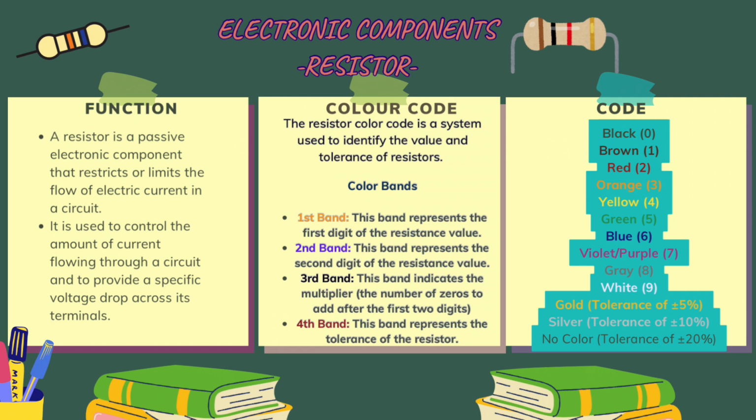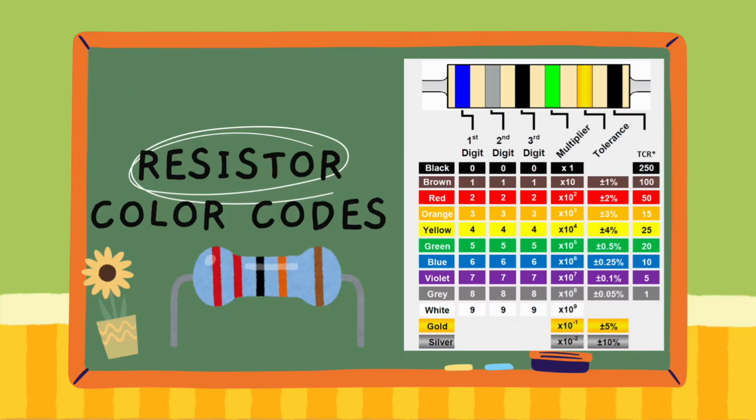The color code consists of black, brown, red, orange, yellow, green, blue, violet, gray, white, gold for 5% tolerance, silver for 10% tolerance, and there is no color indication for 20% tolerance. The colorful illustration in this slide shows the resistor color codes for your reference. As you can see, there are 4 bands as mentioned earlier.